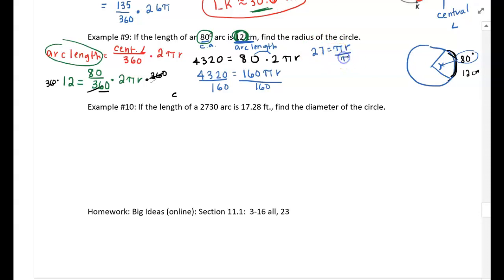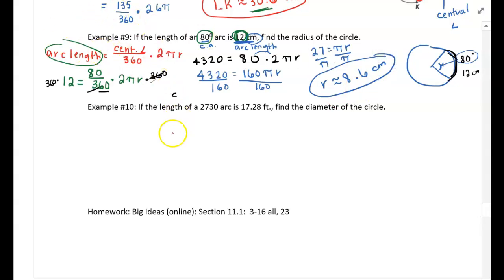To get r by itself, I divide both sides by pi. So 27 divided by pi gives me about 8.6. So we have our radius is about 8.6, and that is in centimeters.